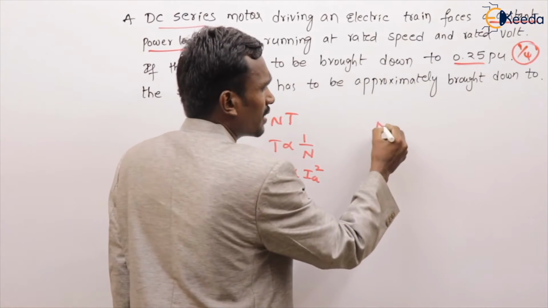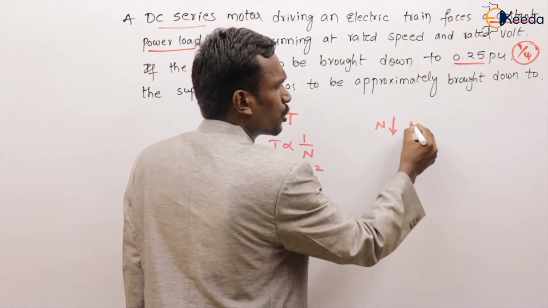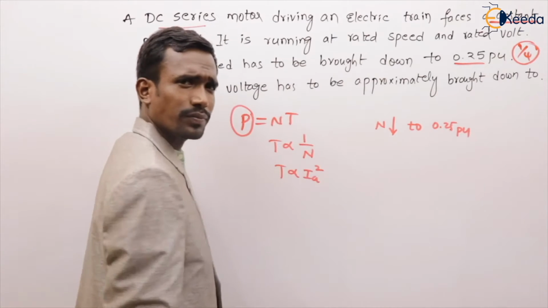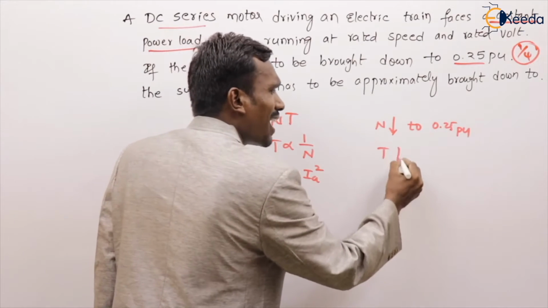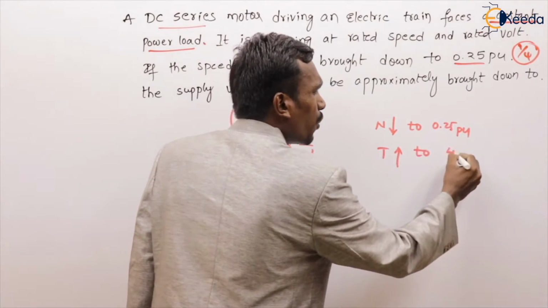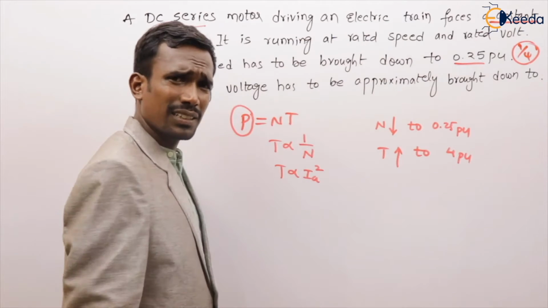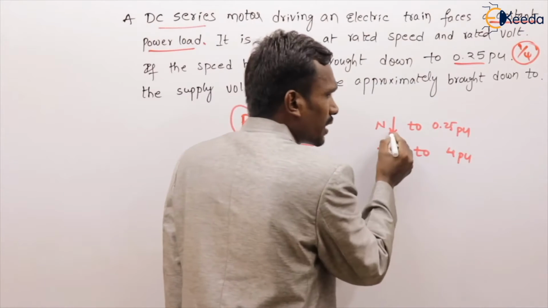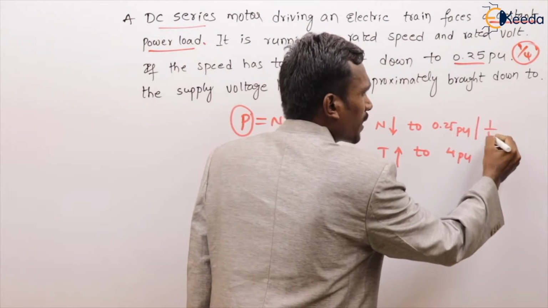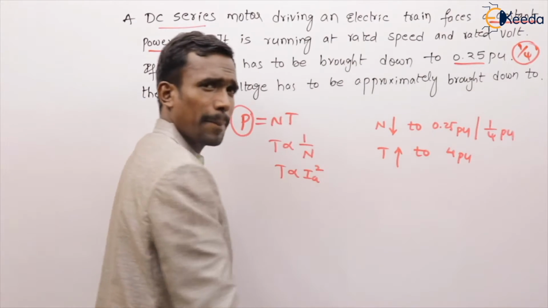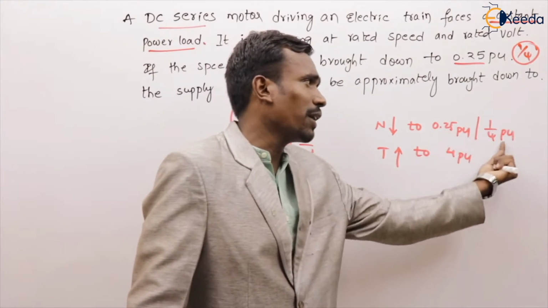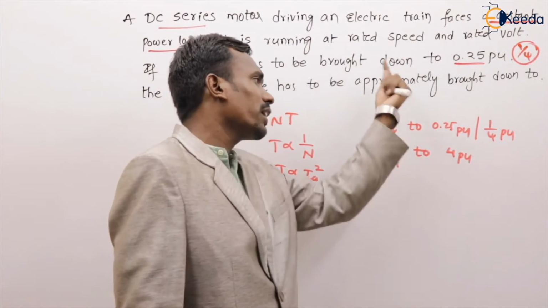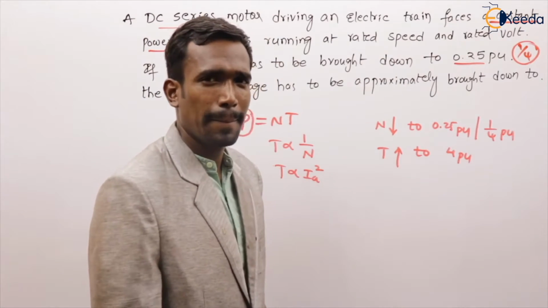Here he said that the speed is reduced to 0.25 per unit, nothing but 1 by 4th per unit. Since torque is inversely proportional to speed, the torque should be increased to 4 per unit, right?